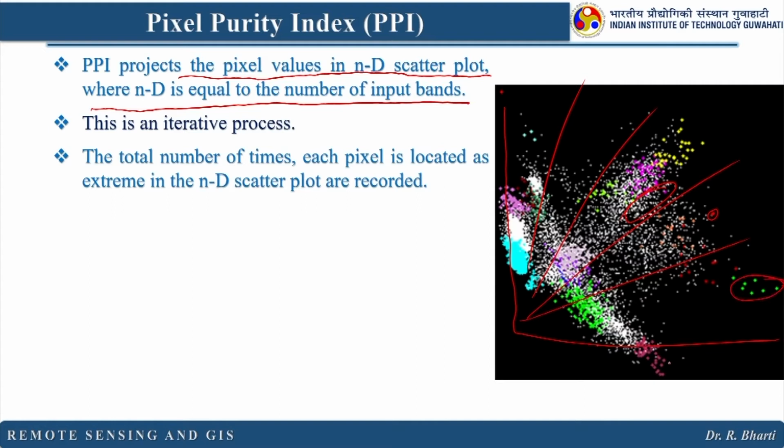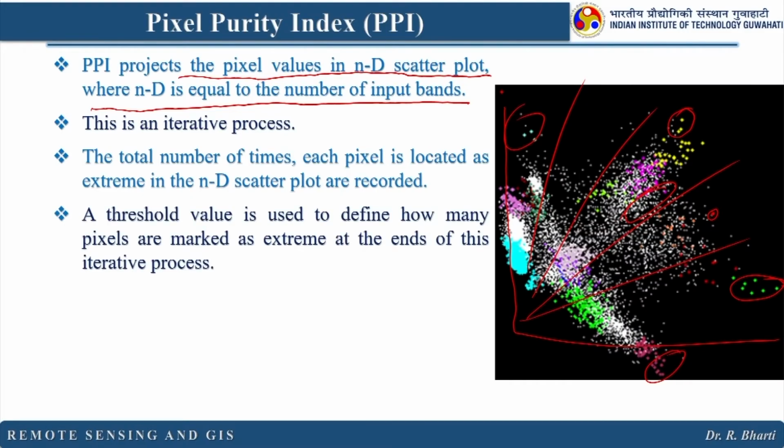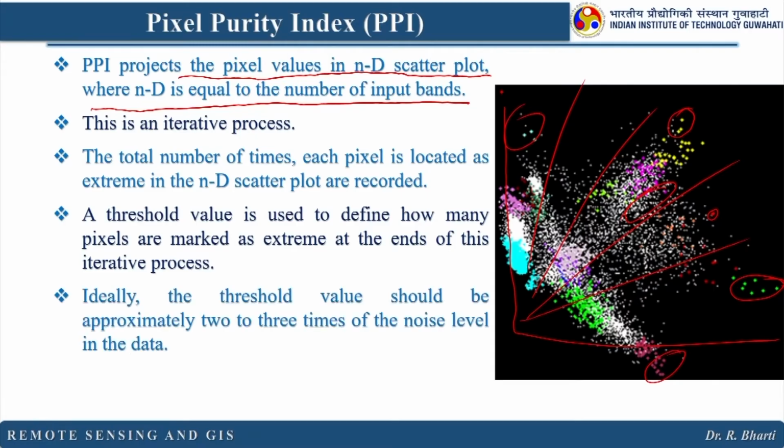So extremes means these are the extremes, right? Here you can control the speed as per your requirement, and then you just keep track of pixels which are coming in the extreme when you are changing the axis. Ultimately you have to find out those pixels which are coming frequently in the extreme. So a threshold value is used to define how many pixels are marked as extreme at the end of this iterative process. That is, we have flexibility.